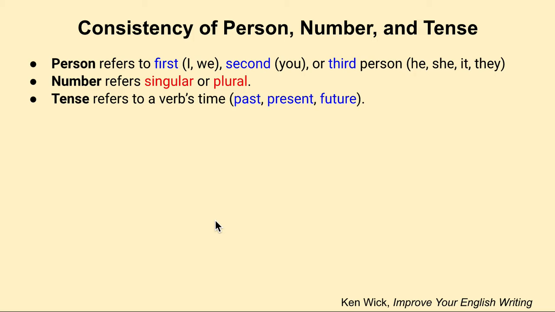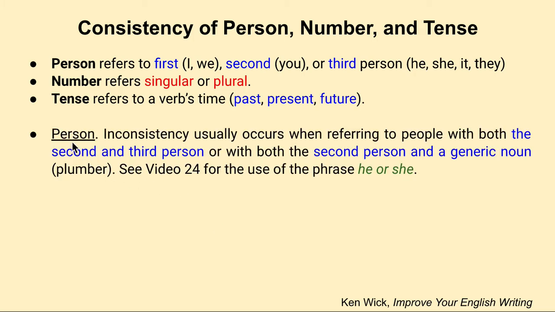And we need to have consistent tense. Tense just refers to the time of the verb, meaning past, present, or future. You can't be switching between past and future in the same context or sentence. So let's drill down to each one of these: person, number, and tense.